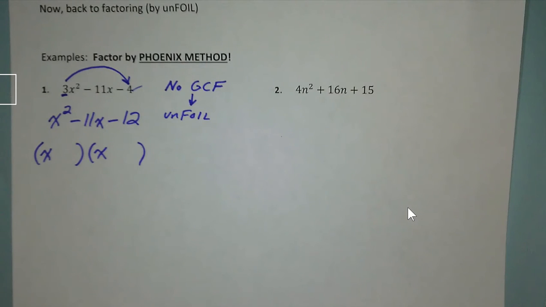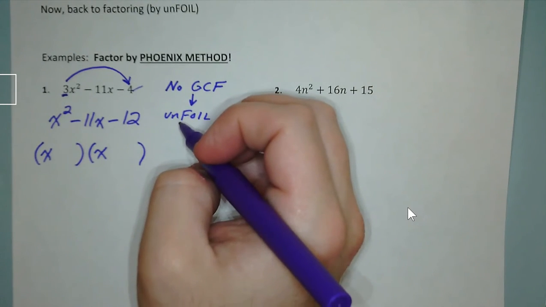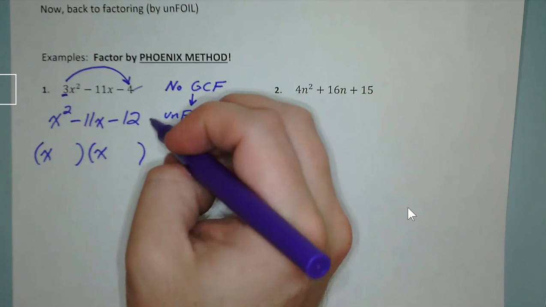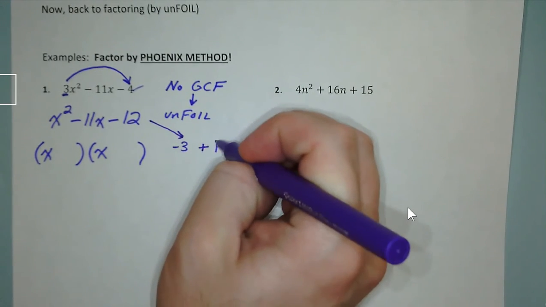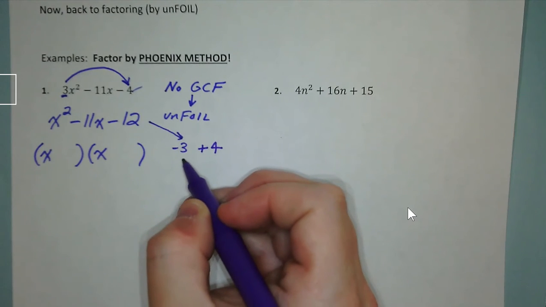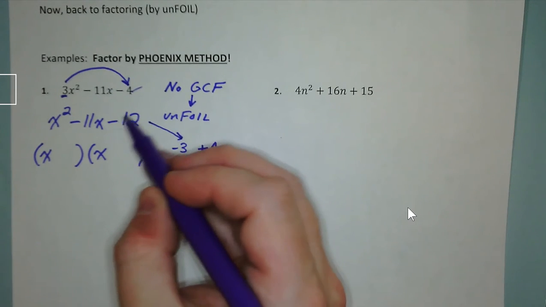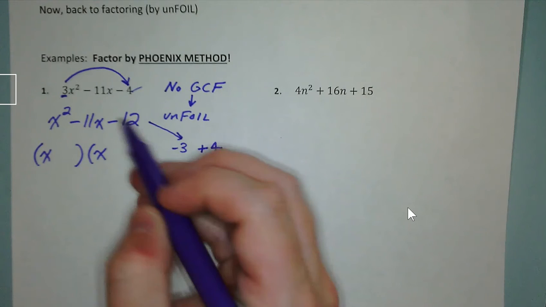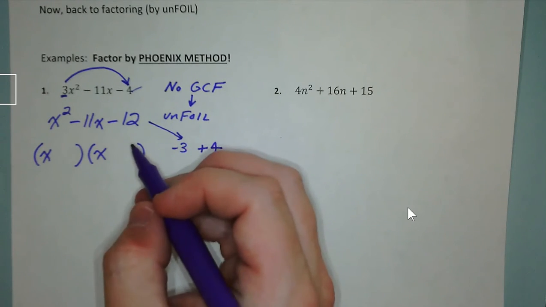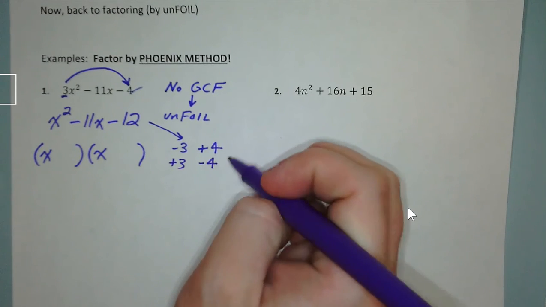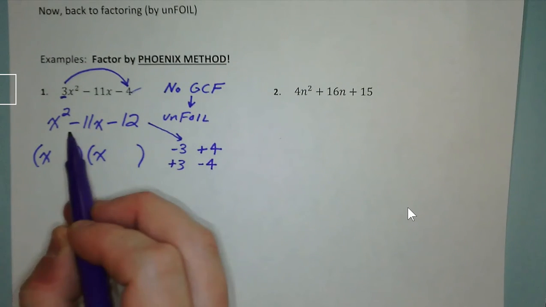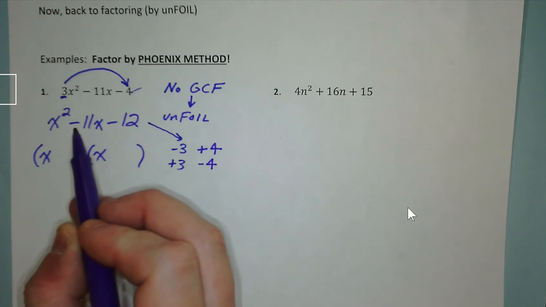Again, this is where being really strong with mental math helps you out a lot. -3 and 4. Okay, good idea. -3 and +4 does make -12, but when you add those up, does it make -11? No, it doesn't. How about if you make it a +3 and a -4? That still doesn't get you -11.